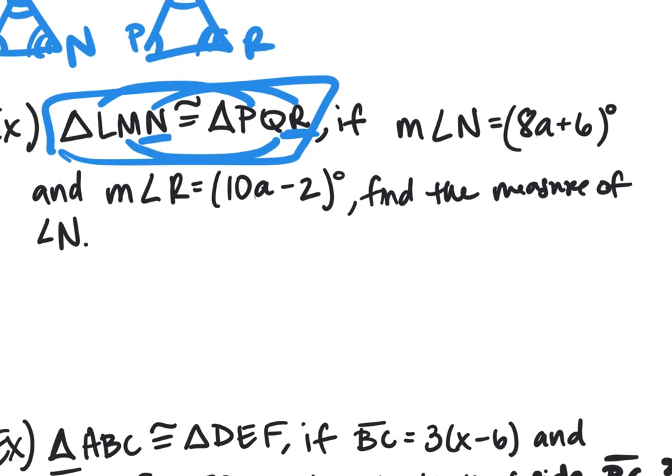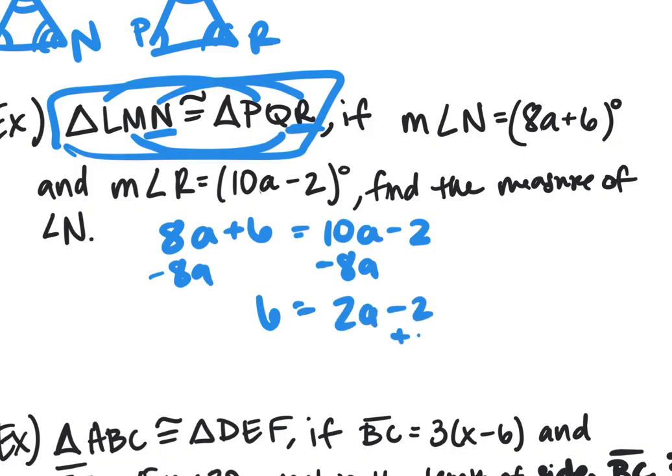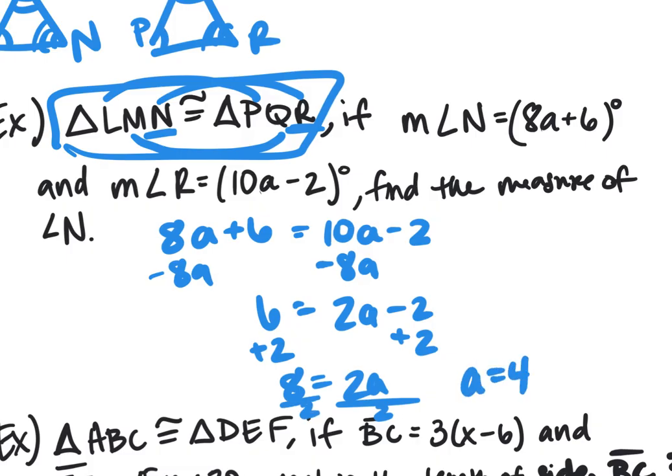I can simply take the information in this and say 8A plus 6 must be equal to 10A minus 2. I'm not doing anything with 180 degrees here because I don't have a third angle, right? I only have two angles and they are equivalent to one another. So I set them equal and I solve. But what did I ask for here? A equals 4, but that's not what the question asked for. The question said to do what? Find the measure of N.